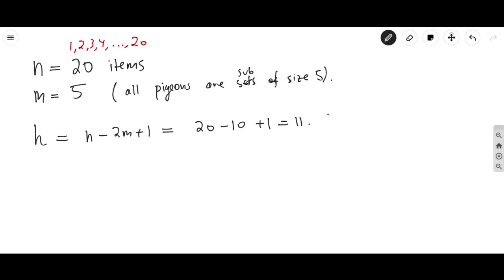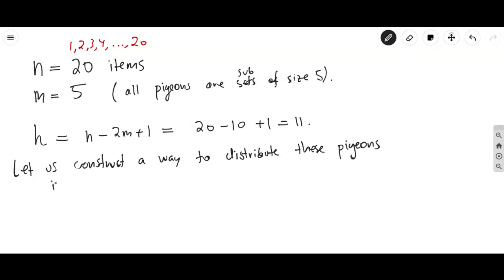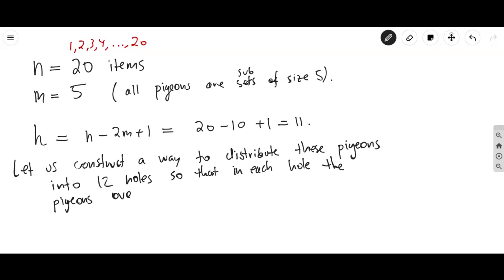So if you have 11 holes, then you're guaranteed to find two pigeons in the same hole that do not overlap. But let's say we have 12. So let us construct a way to distribute these pigeons into 12 holes. So we're going one more than that, into 12 holes, so that in each hole the pigeons overlap. So let's see how we would do that.